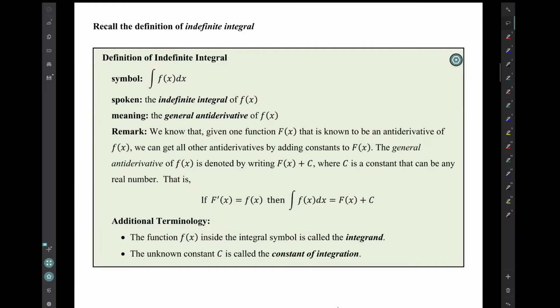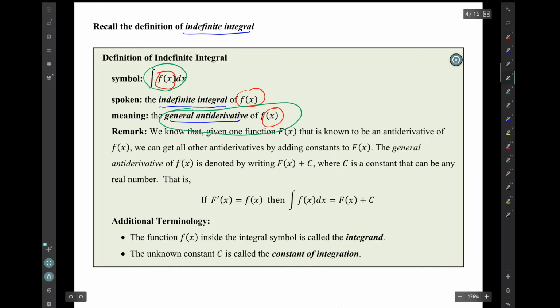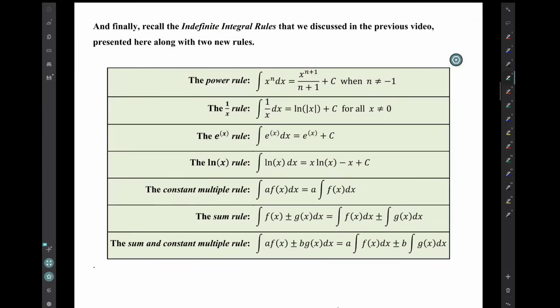And recall the definition of indefinite integral. The indefinite integral of little f of x means the general antiderivative of little f of x. So whatever symbol is sitting inside that integration symbol, the whole symbol stands for the general antiderivative of little f of x. And finally, recall these indefinite integral rules that we've discussed so far.